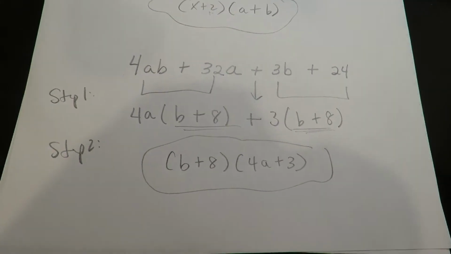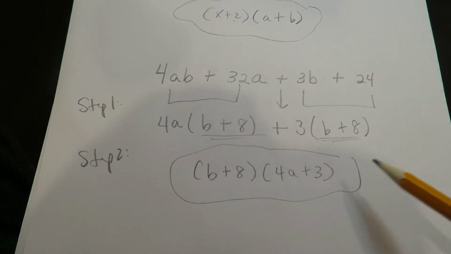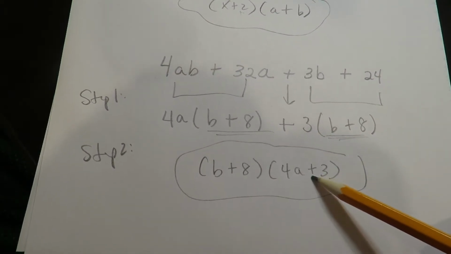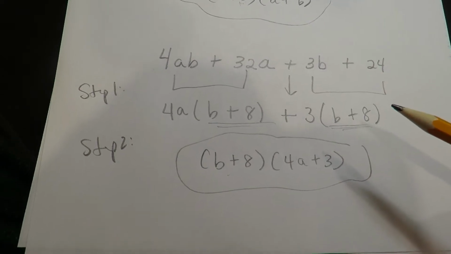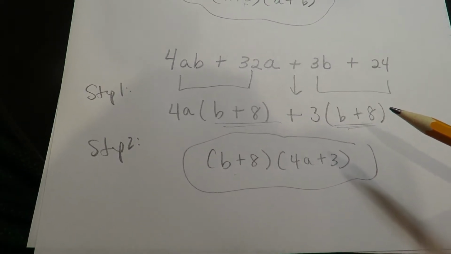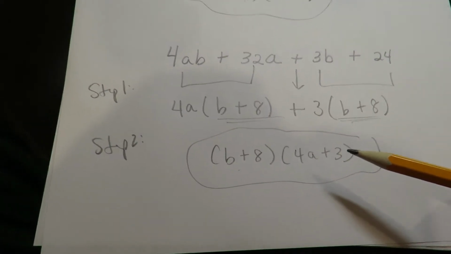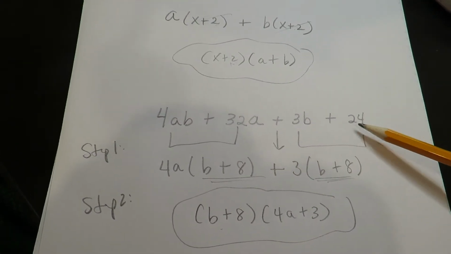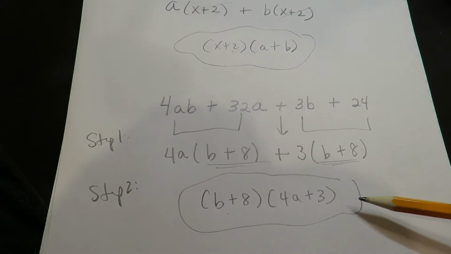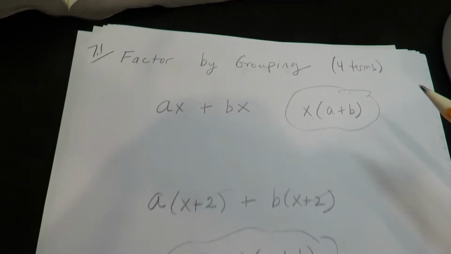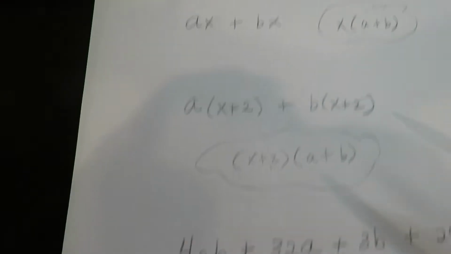A common question I get here is, does the order matter? Does it matter if this goes first or that goes first? The answer is no. It doesn't matter, right? Multiplication is commutative, so however you write this is fine. The most common error I see on the exam is students only do step 1 and then they don't go to step 2. So remember, factor by grouping is a 2-step process.